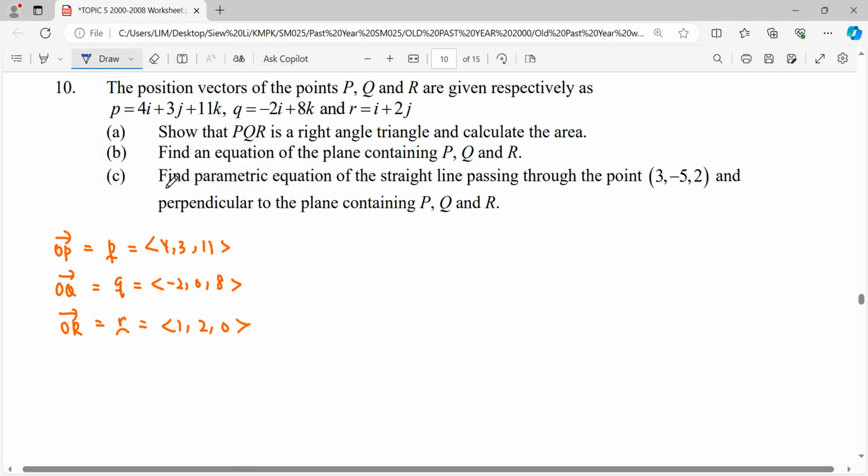Then for the first part of the question, show that PQR is a right angle triangle and calculate the area. So if PQR is a right angle triangle, it means that the vector QP and the vector QR are perpendicular. To show that, we need to find the vector from Q to P. To get vector QP, it will be QO plus OP. QO and OQ are opposite, so the vector will be negative.